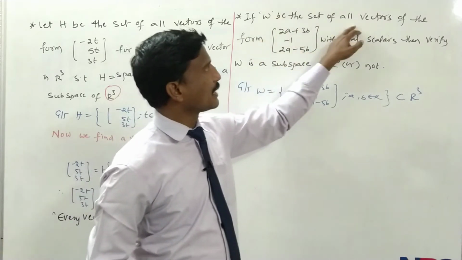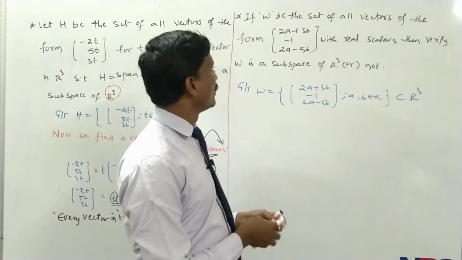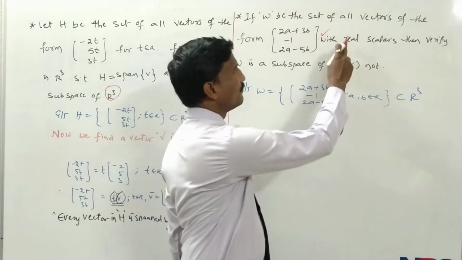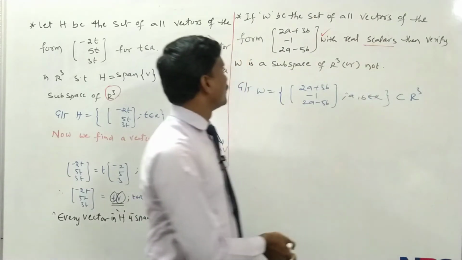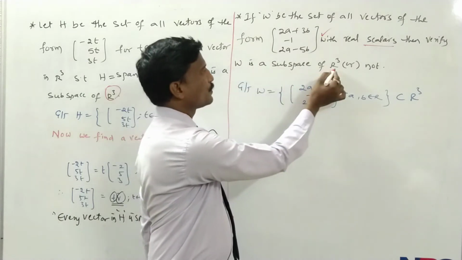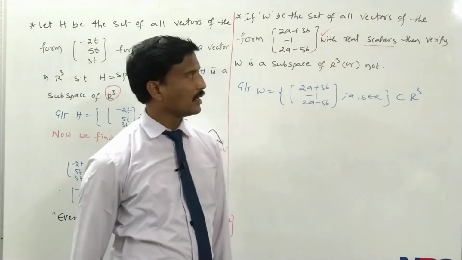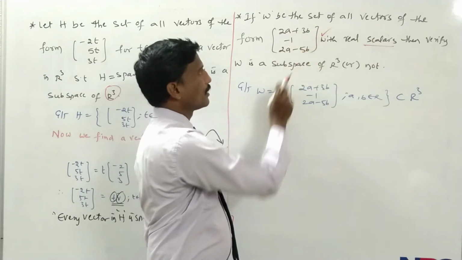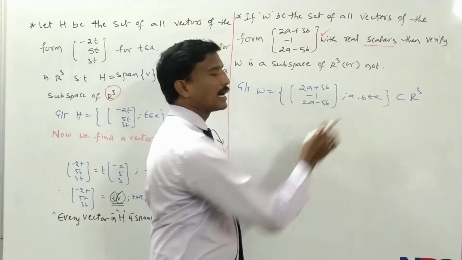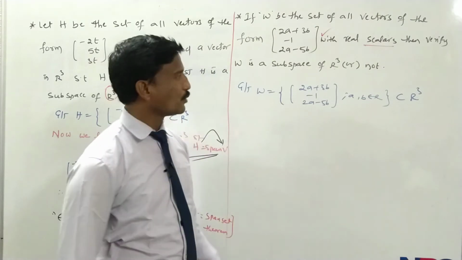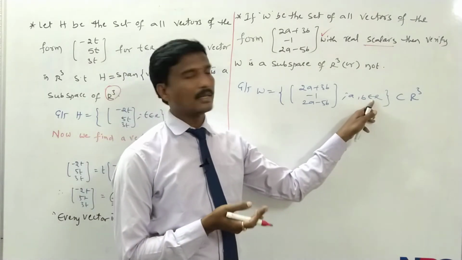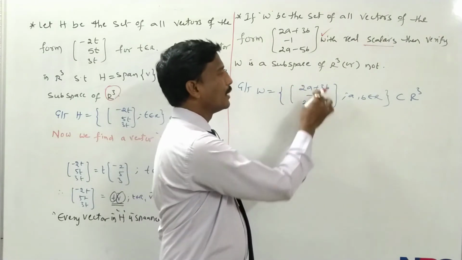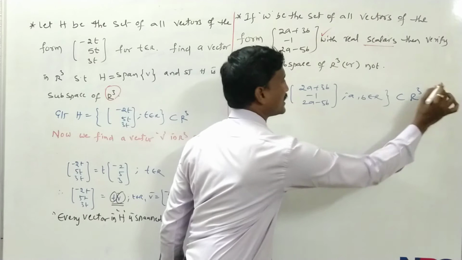If W is the set of all vectors of the form (2a + 3b, -1, 2a - 5b) with a, b real scalars, then verify whether W is a subspace of R3 or not. Here W equals (2a + 3b, -1, 2a - 5b), where a, b are real scalars. While you change the values of a and b, the vectors also change. Every vector in W has 3 entries, therefore it is a subset of R3.